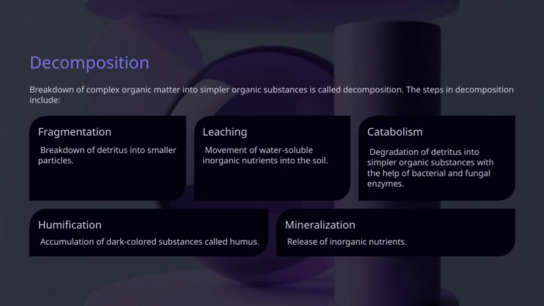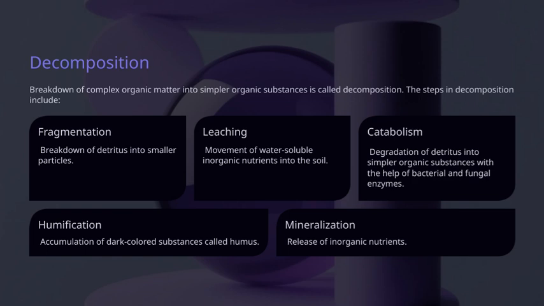Over time, dark-colored substances called humus accumulate. Humus is vital because it improves soil fertility and structure. The entire process of breakdown involves several key steps, including fragmentation, where detritus is broken into smaller particles, and humification, which leads to the formation of humus. It's also worth noting that the breakdown of complex organic matter into simpler substances is what we broadly call decomposition. These steps, fragmentation, mineralization, humification, and leaching all work together to recycle nutrients and maintain soil health, which is essential for sustaining ecosystems and supporting plant growth.